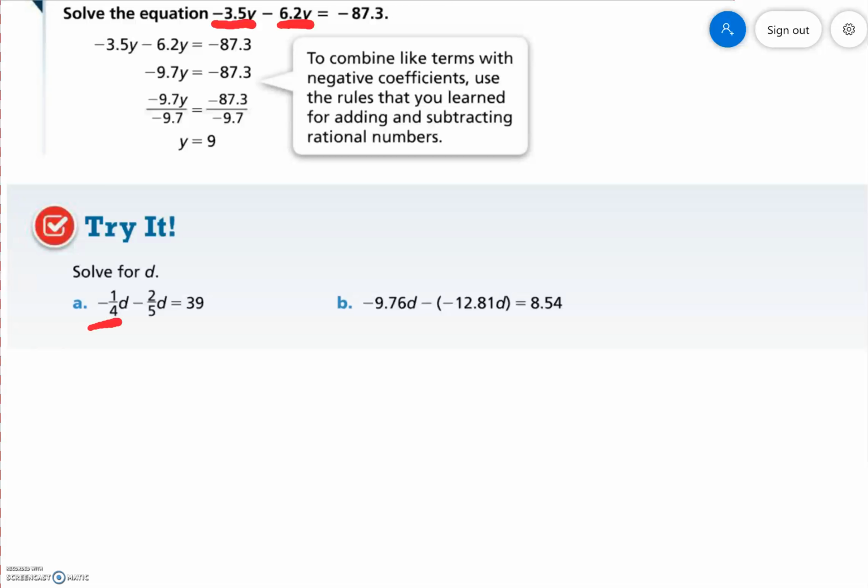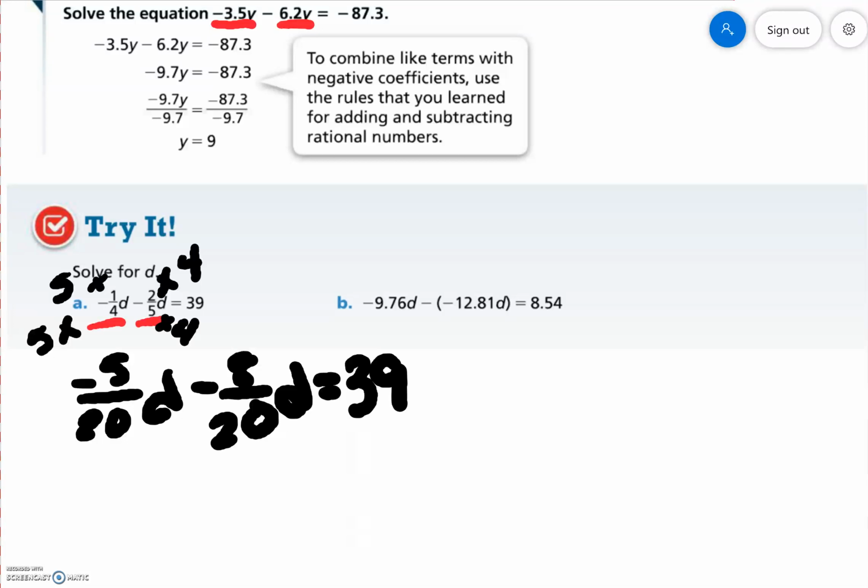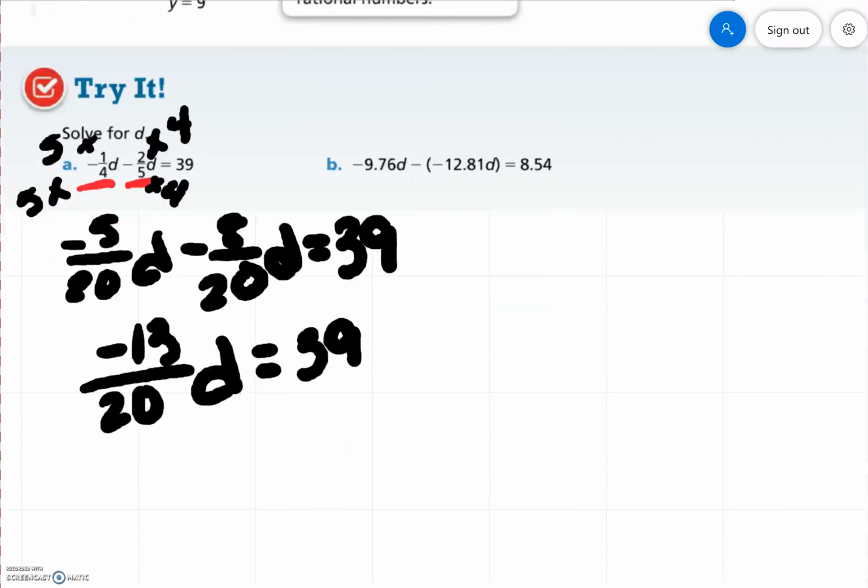All right, combining like terms, solving for D. Both of those are like terms, but the problem is we don't have a common denominator. So between the two, I'm going to choose a common denominator of 20. So that means I got to multiply this by 5 and this by 5. This one by 4, by 4. So I get negative 5 over 20 D minus 8 over 20 D equals 39. Negative 5 minus 8 is negative 13 over 20 D equals 39.